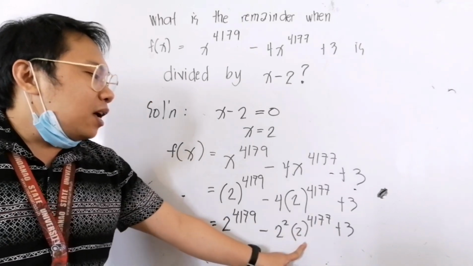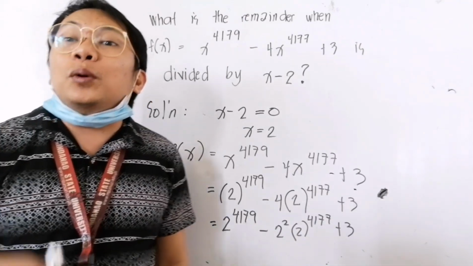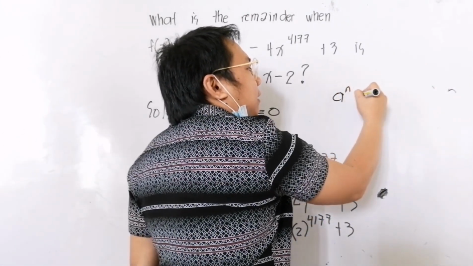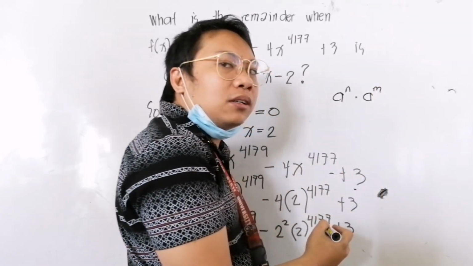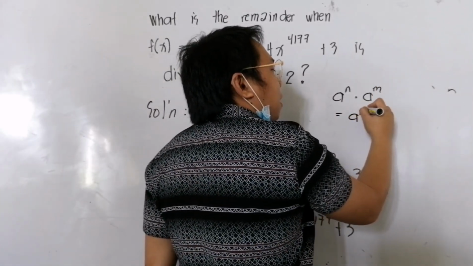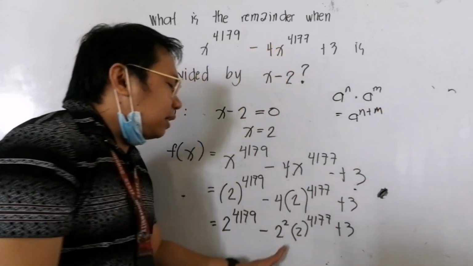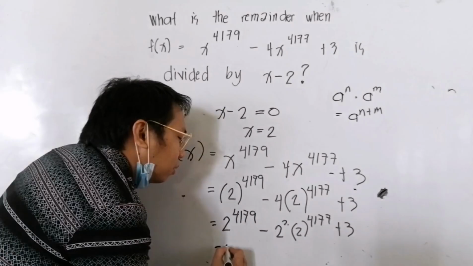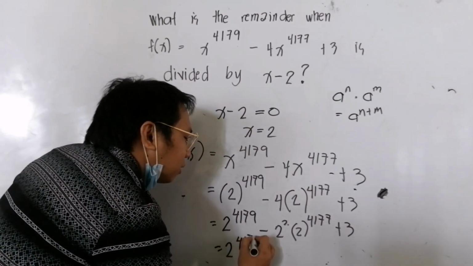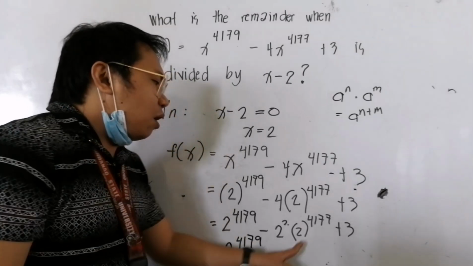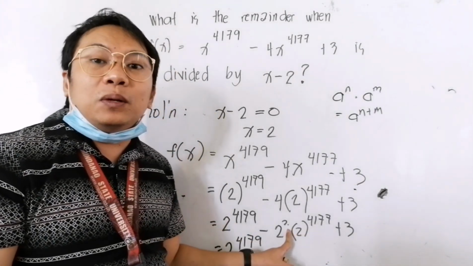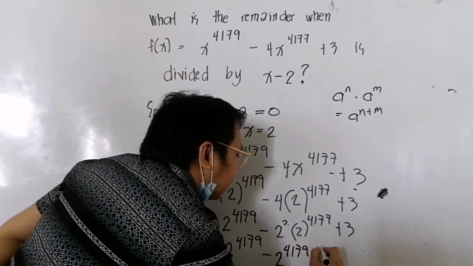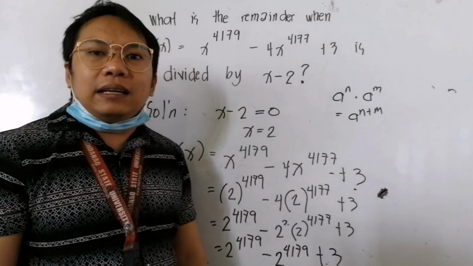Using the laws of exponent, if you have the same base, you can add the exponent. Right? If you have a to the n times a to the m, this will give you a to the power of n plus m. So since you have the same base, you can add now the exponent. This will give you 2 to the power of 4,179 minus 2 to the power of 4,177 plus 2, plus 3.